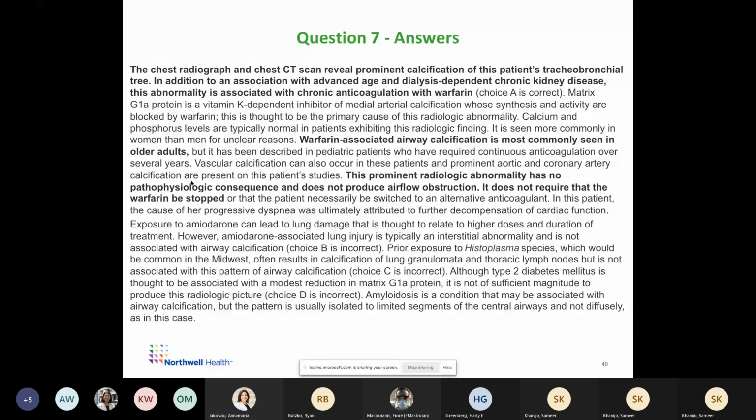So it's most commonly seen in older adults, and it has no pathophysiologic consequence and does not produce airflow obstruction. It does not require that warfarin be stopped. This is just something you know or you don't, so just tuck it away in the back of your brain somewhere, and maybe it'll help you.